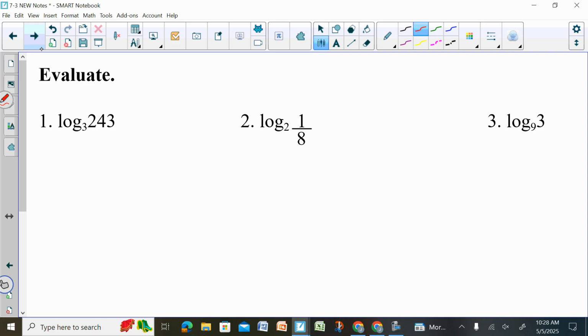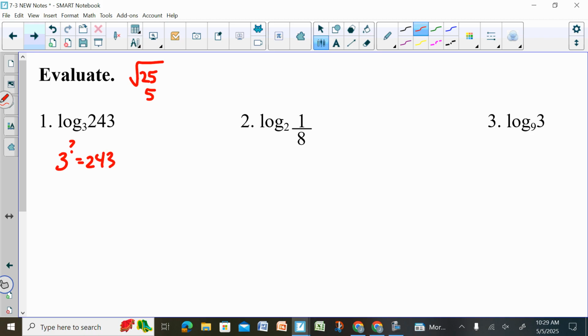Log base 3 of 243. So notice there's no equals. There is no equation. We're just evaluating. This is that first part where I said I wanted you guys to be able to look at this, just like you look at the square root of 25 and make it 5. So it may take a little bit to say 3 to what power is equal to 243. That's really what you're doing.